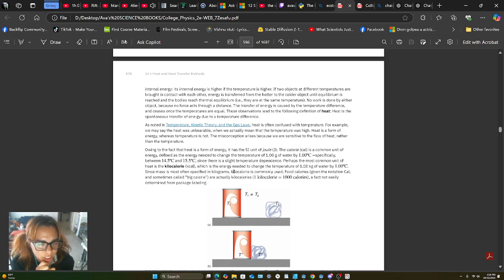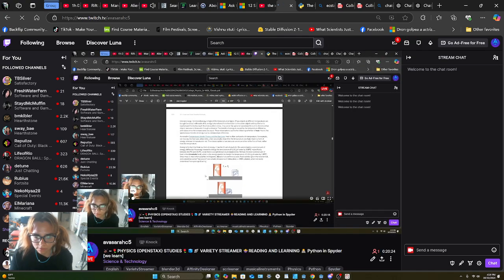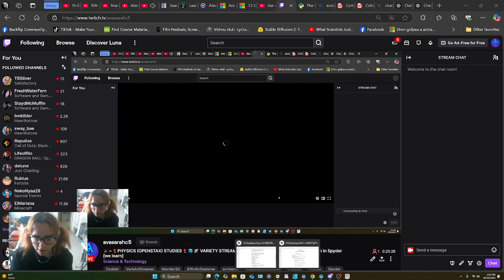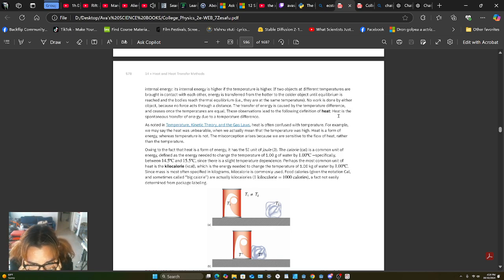Owing to the fact that heat is a form of energy, it has the SI unit of joule. The calorie, cal, is a common unit of energy, defined as the energy needed to change the temperature of 1 gram of water by 1 degree Celsius, specifically between 14.5 and 15.5 degrees Celsius, since there is a slight temperature dependence. Perhaps the most common unit of heat is the kilocalorie.